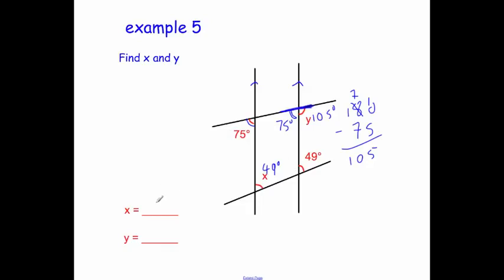And that's it. So x is 49 degrees. It's corresponding with the 49. And the y, well, the 75 is corresponding with this angle. And then the 75 and the y make a straight line. So that means that y will have to be 105 degrees.